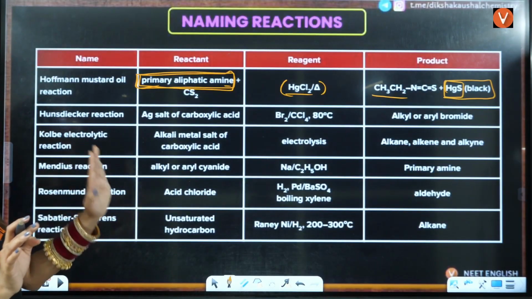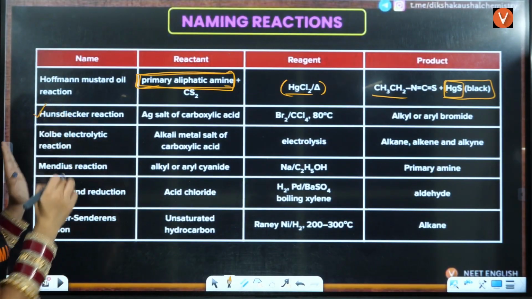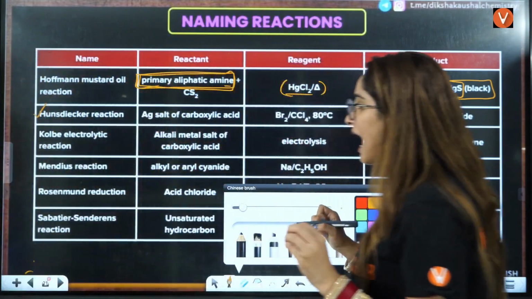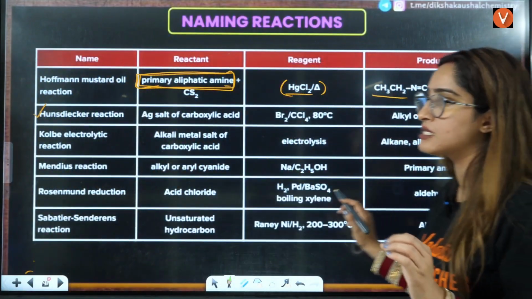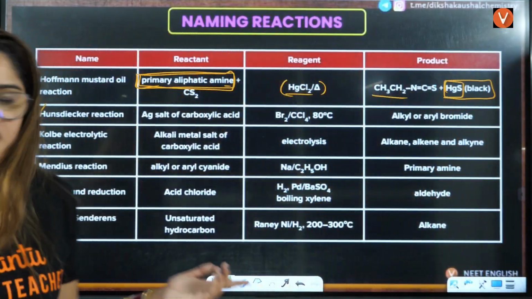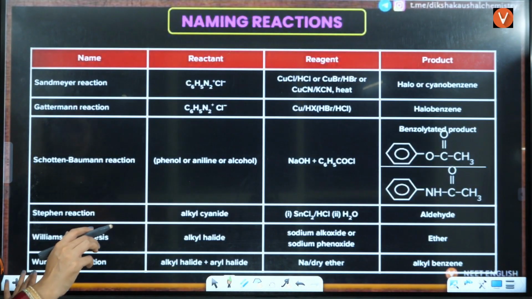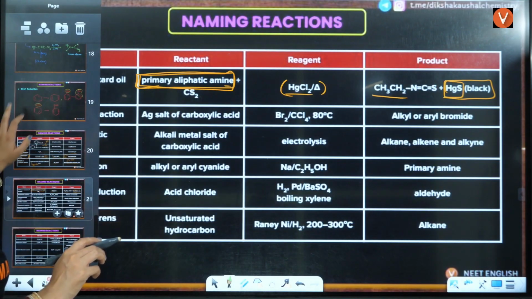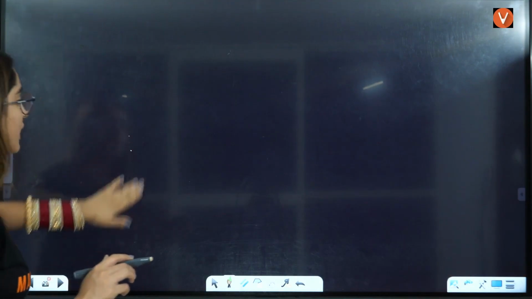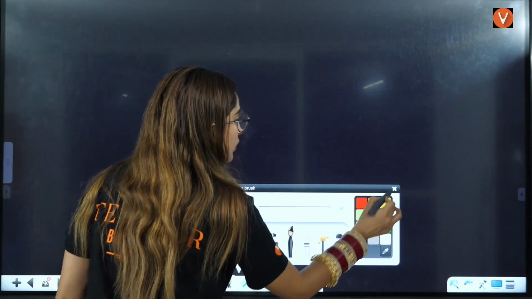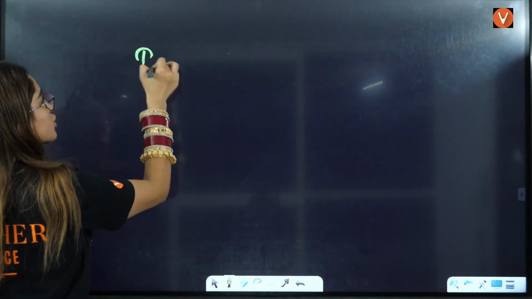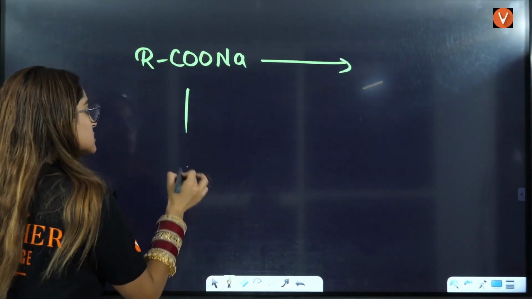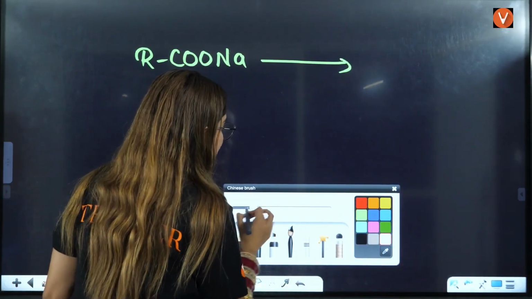Next is Hunsdiecker reaction that we have already done, right? Kolbe electrolysis reaction. So Kolbe electrolysis, and one more reaction is soda lime decarboxylation reaction. Let me see if it is there or not. I think it is not there. So I'll just write those two reactions over here, right? So two things you should remember is, in soda lime decarboxylation reaction also you have RCOONa, right? This is Kolbe reaction. So both are similar.